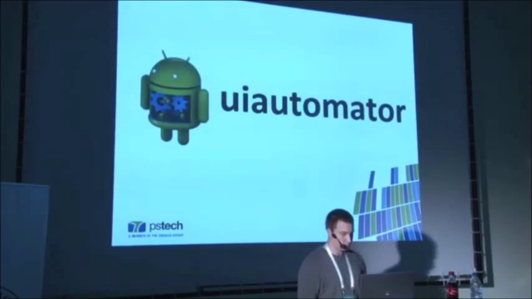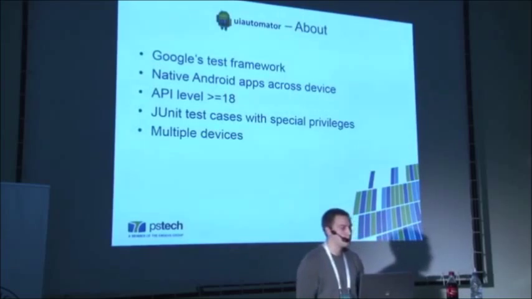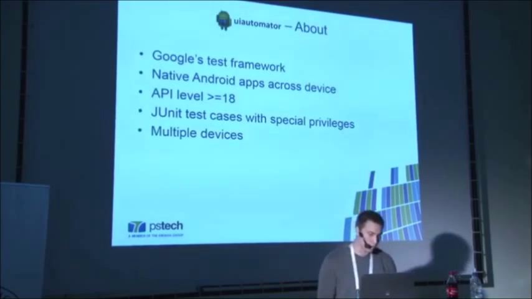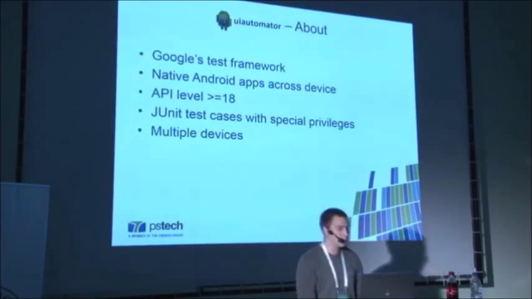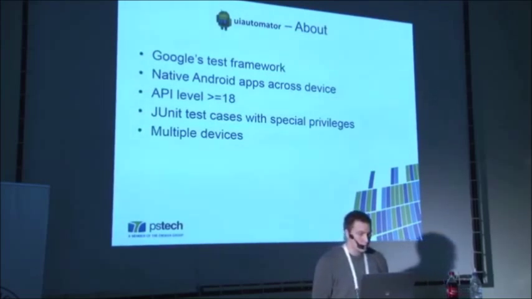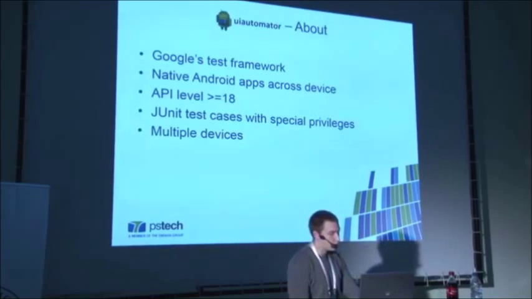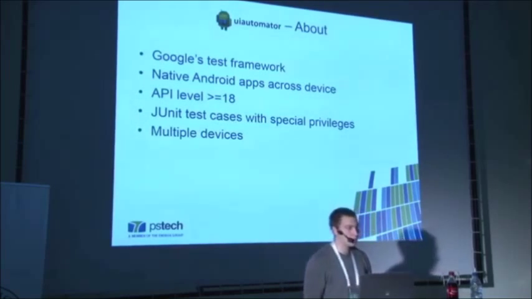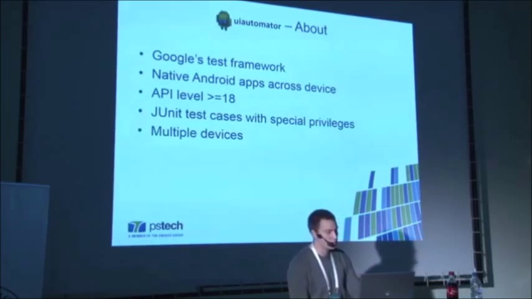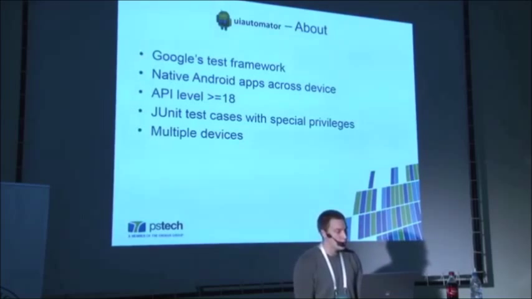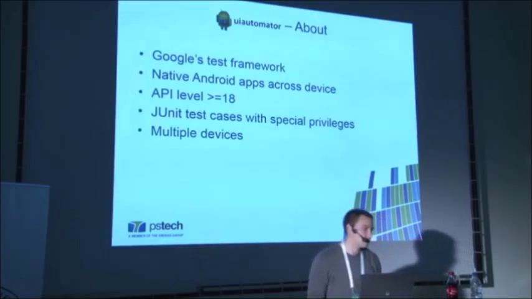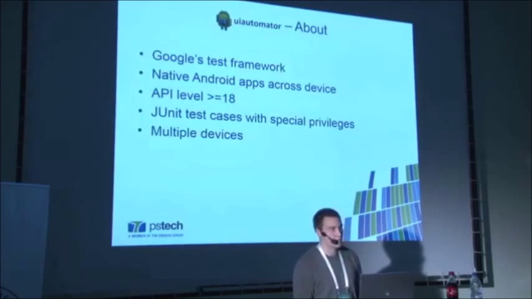Moving to UI Automator. It is also a framework that is provided by Google. It is used for testing native Android applications across all devices. Its disadvantage maybe is that it supports only API level 18 and greater. It also runs JUnit test cases with special privileges, which means you can span across different processes on the device. And an advantage of this framework is that you can execute the tests on multiple devices at the same time.